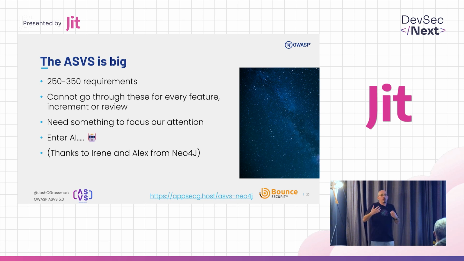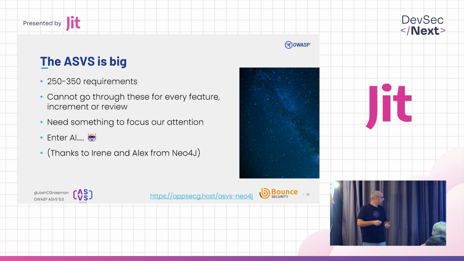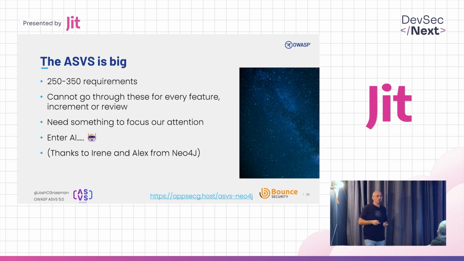If you're a developer or you're working in a development organization, you're not going to look through 350 requirements every time you want to release a new feature. You're probably not going to look through 100 requirements either. You need to be able to focus: which requirements are going to be relevant to me at this point in time, and for this feature? So enter AI, and enter Irene and Alex from Neo4j. They came up with a mechanism to try and focus that without making up requirements as you go along.